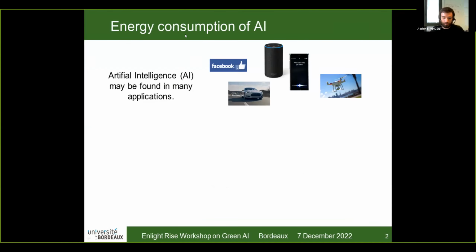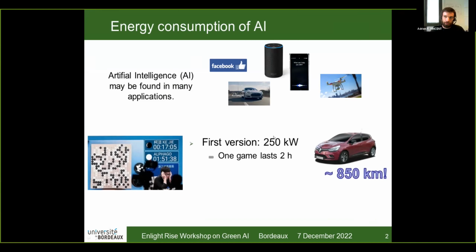As we have already mentioned, artificial intelligence is pervasive nowadays, so you can find it in many areas of your life. And one of the milestones that we have had in recent years regarding AI was, for example, the Go game between one of the best players in the world and AlphaGo, which was an AI system developed by Google.